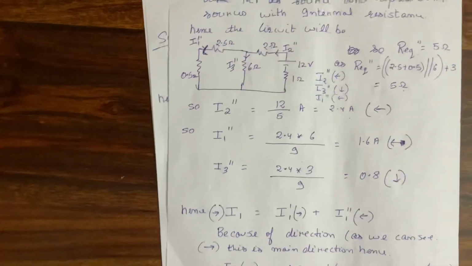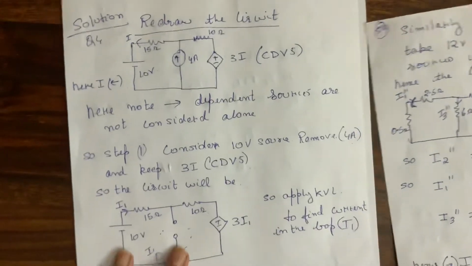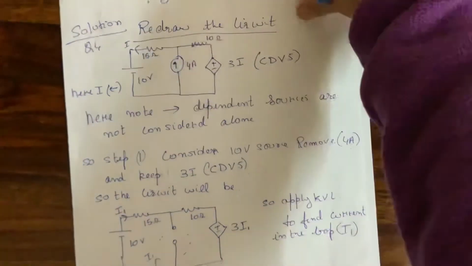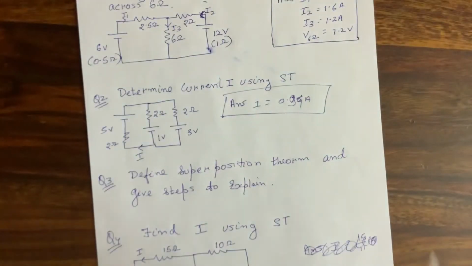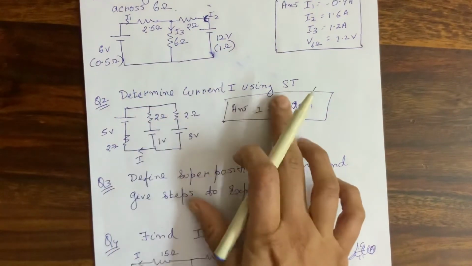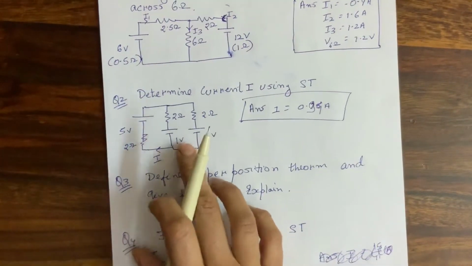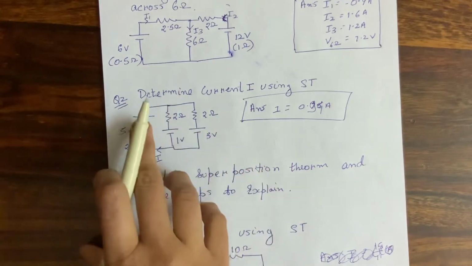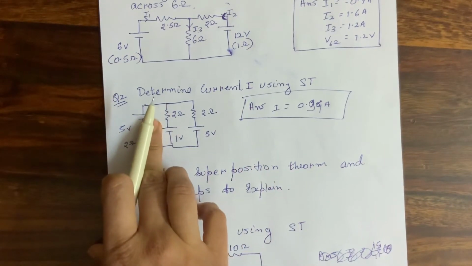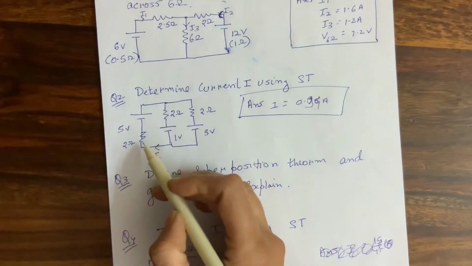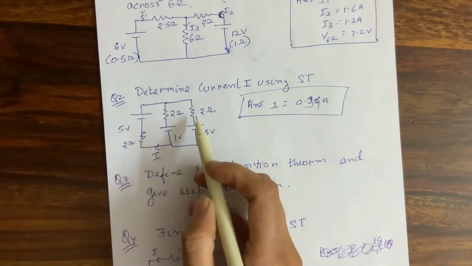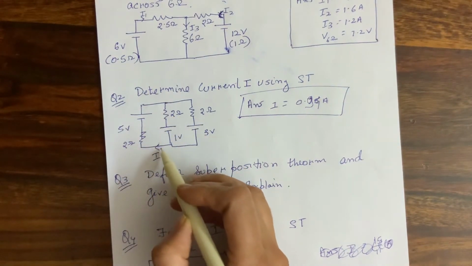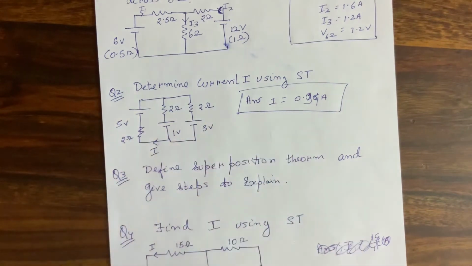In a similar way, we can find out the solution of our second question, that was to determine current I using the superposition theorem. Here what will we do? There are 3 voltage sources. Hence we consider one voltage source at a time and then find the current I through these two. So let's start its solution.